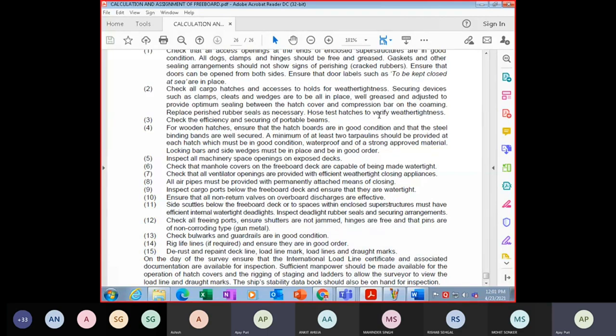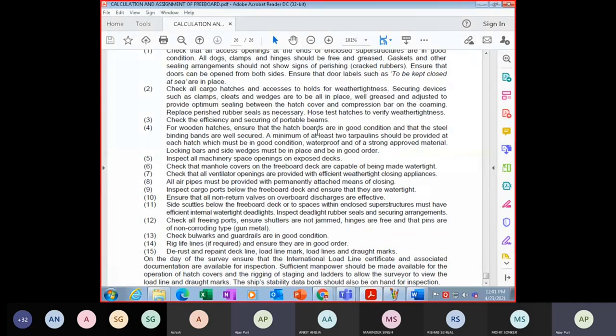Now, one thing about your gaskets for your hatch cover. Suppose your gasket is hardened and has to be changed, so the minimum length of joint should be 1 meter and not less. So replace perished rubber seals as necessary of the gaskets. Hose test will verify your weathertightness. Check the efficiency and securing of portable beams.